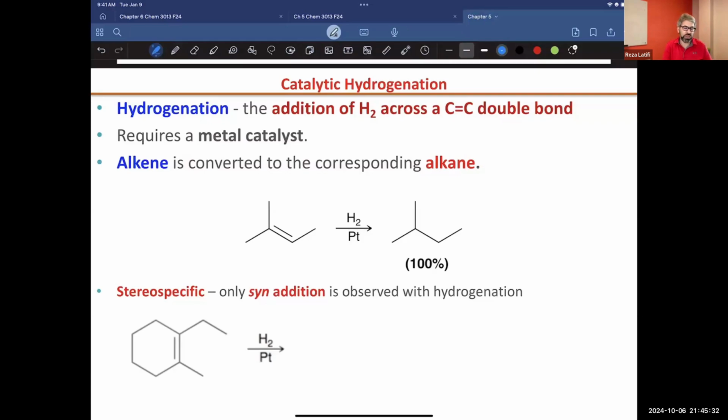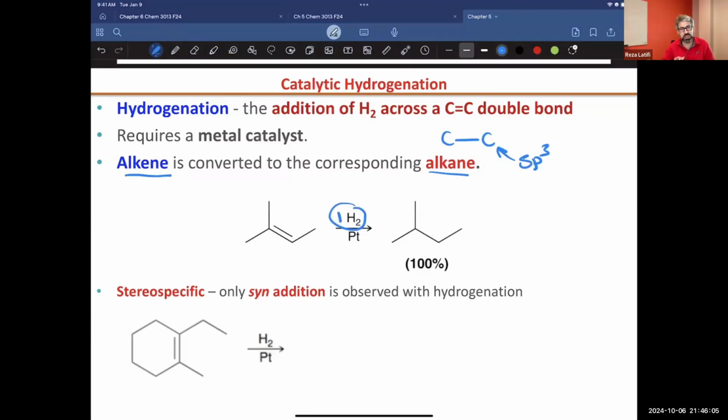In order to do it, we need heat, and we also need a catalyst, a surface of a metal, a piece of metal that is going to speed up the chemical reaction. But at the end, your alkene will turn to an alkane, and that means we will have a carbon-carbon single bond between the carbons, and all carbons will be sp3 hybridized. Per each double bond, you need 1 mole of hydrogen gas.